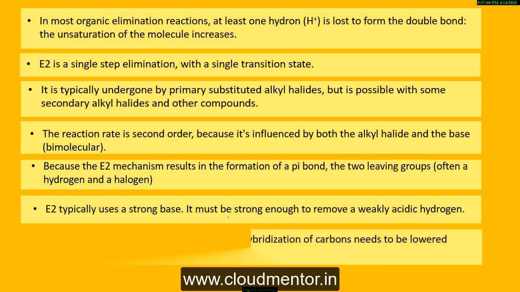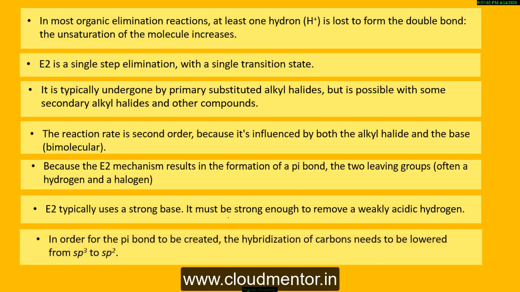In order for the pi bond to be created, the hybridization of carbon needs to be lowered from sp3 to sp2. When a double bond forms, the hybridization changes from sp3 to sp2. That's all for today.